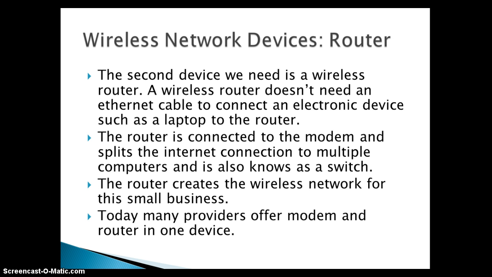The second device we need is a wireless router. A wireless router doesn't need an Ethernet cable to connect an electronic device such as a laptop to the router. The router is connected to the modem and splits the internet connection to multiple computers and is also known as a switch. So what the router does, it really creates the wireless network for our small business and enables multiple computers to really access the same internet source. It is really good to know that today many providers do offer modems and routers in one device.